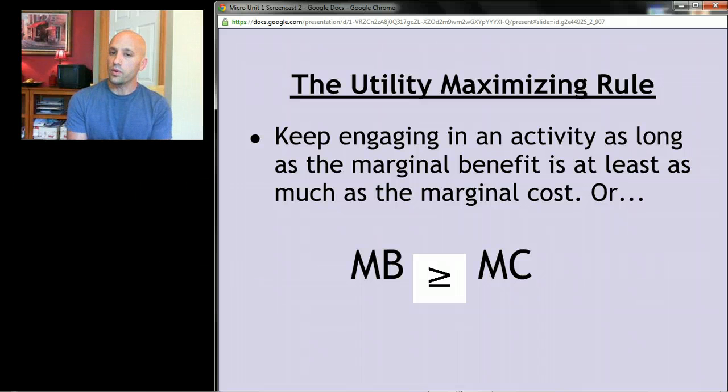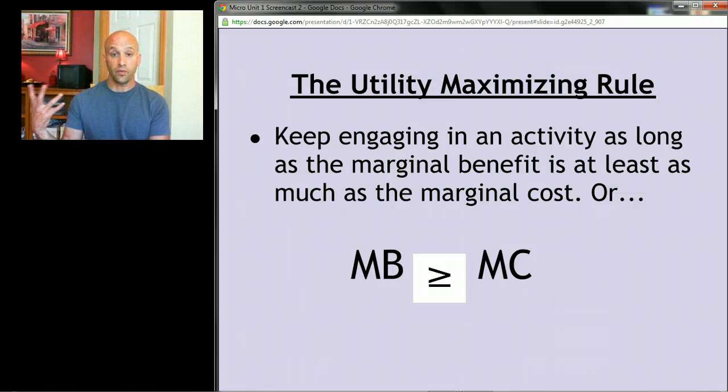Now here's the rule, and we're going to be applying this rule in various forms all year long. If you want to maximize your utility, if you want to get the most happiness you can get out of something given its costs, you keep engaging in that activity as long as the marginal benefit is at least as much as the marginal cost. Or in formula terms, as long as the MB, marginal benefit, is greater than or equal to the marginal cost, it makes sense to do something.